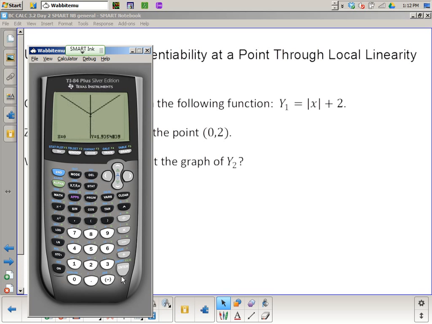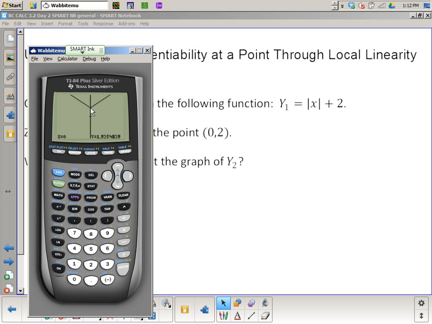You might say, what in the world are you doing, Mr. Shore? Well, I'm noticing something. It seems like no matter how far I zoom in, what I have here is a what? What do we call this? We talked about it yesterday. A corner. Yeah, it's a corner.